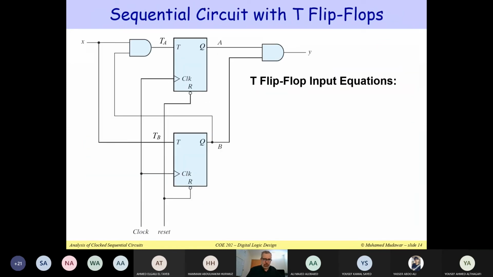So let us go back to the circuit diagram. So this is my circuit diagram with T flip-flops. This is my sequential circuit. So notice that we have the clock input here.